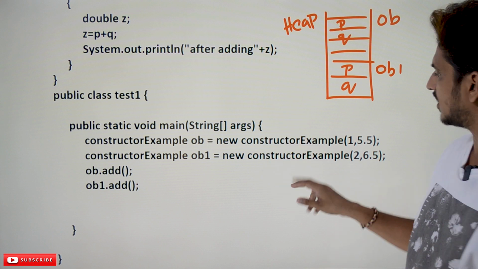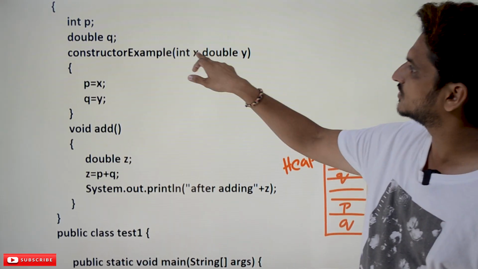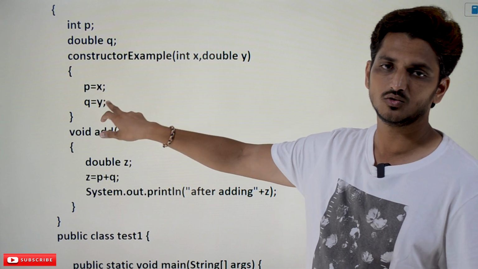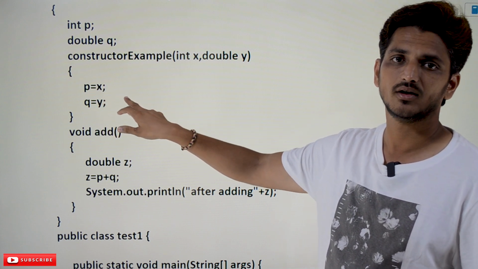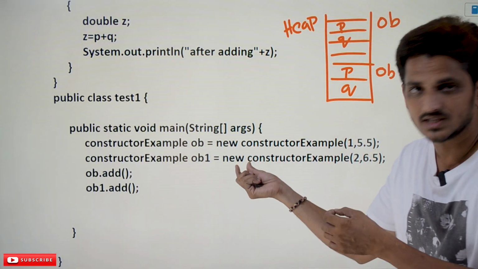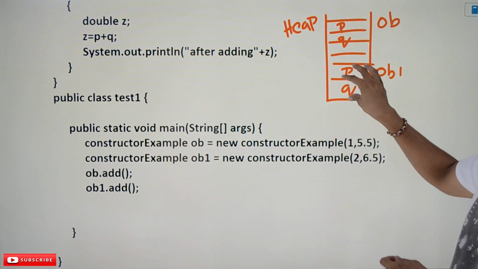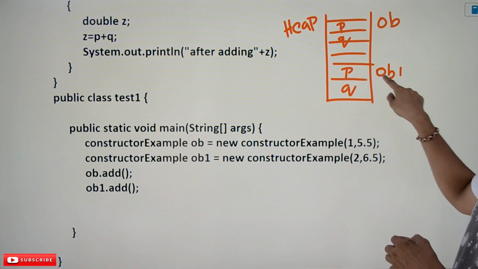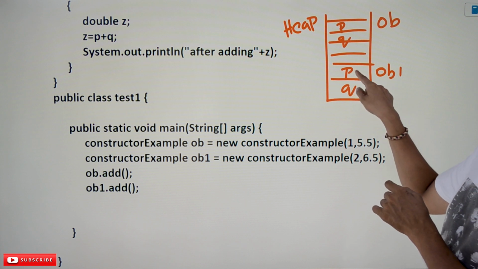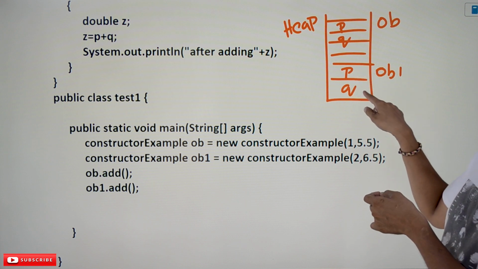Again, the constructor is called. What are the values passed to this constructor? 2, 6.5. What is the p value now? 2. What is the q value? 6.5. So for the second object, whenever it is created, a new space is assigned in the heap for OB1. For OB1, the p value is 2 and the q value is 6.5.